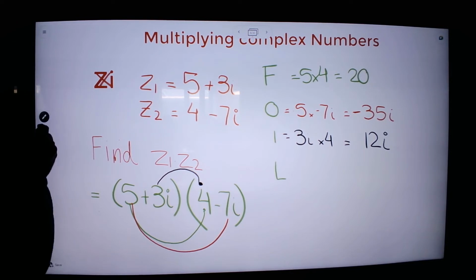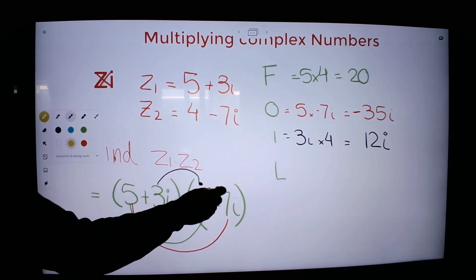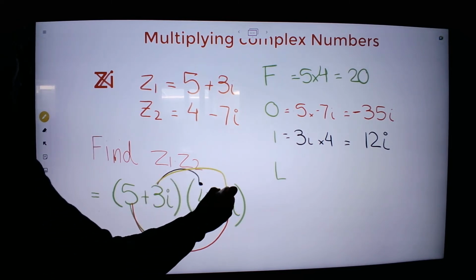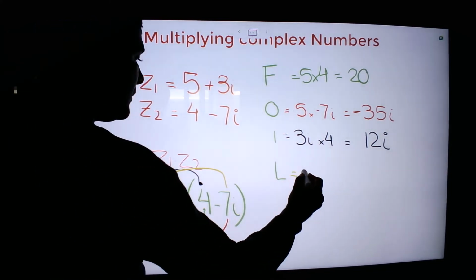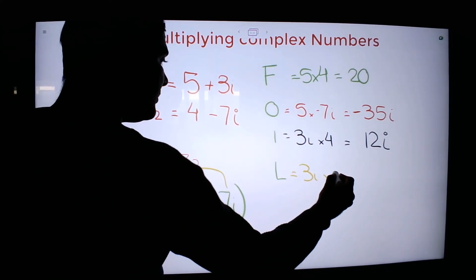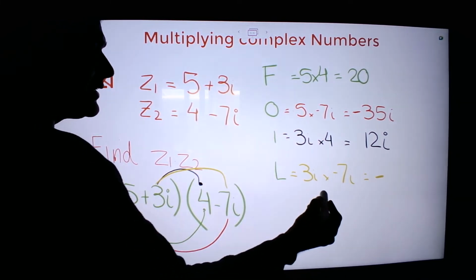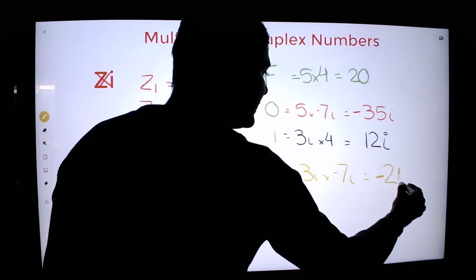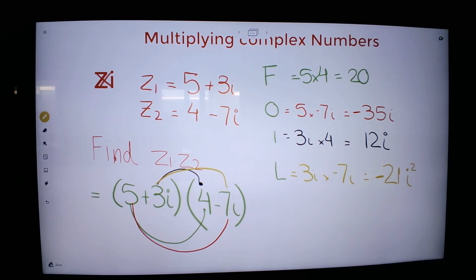And then the last. This is the last in the first bracket, this is the last in the second bracket. So just multiply them. 3i multiplied by minus 7i. Because signs are opposite, it's always going to be minus. 3 times 7 is 21. And i times i is i square. Happy with that?